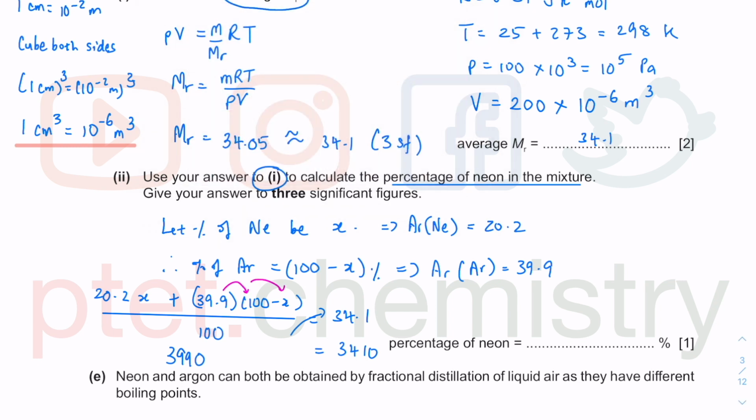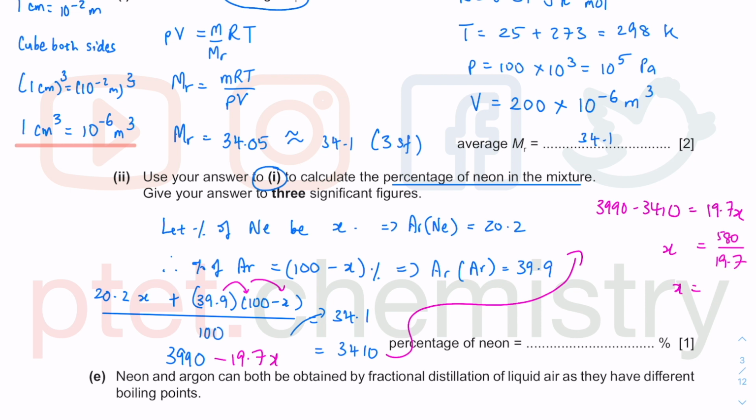And then I have minus 39.9x plus 20.2x. So 20.2 minus 39.9, that is minus 19.7x. And I can do this calculation, I guess. So 3990 minus 3410 is equal to 19.7x. So x is going to be the percentage of neon. So that's 580 over 19.7.